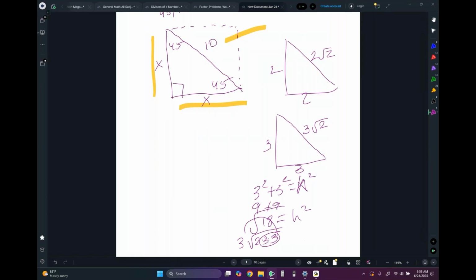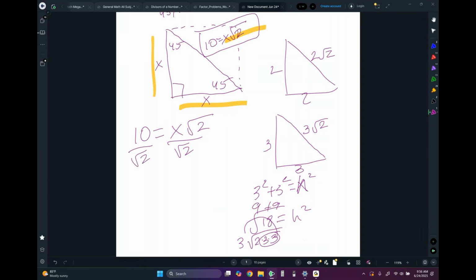Okay. So 10 is going to be equal to whatever x is times root 2. Do you see this algebra that I'm trying to solve here? I have that math problem: 10 should be equal to whatever x is times root 2. Follow me? Now let's get x by itself. So we're going to divide both sides by root 2.